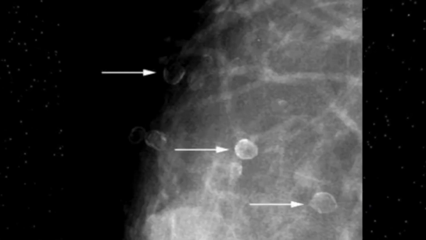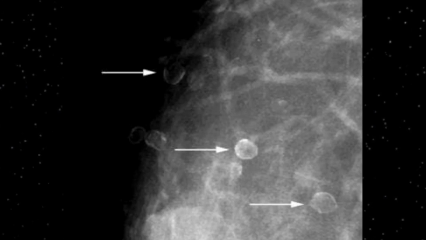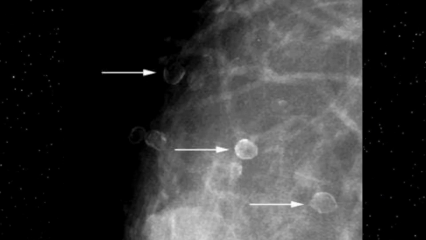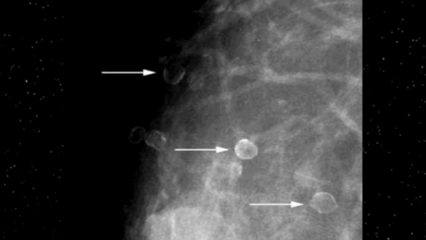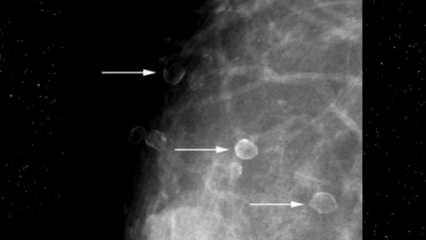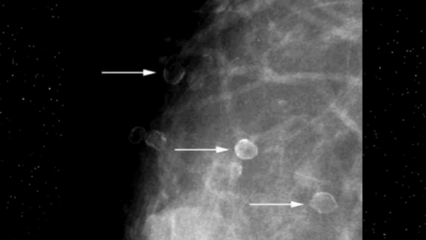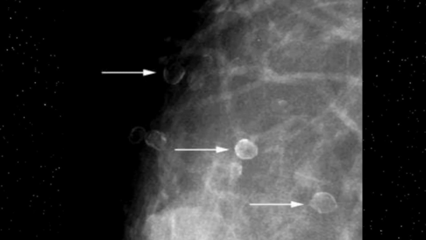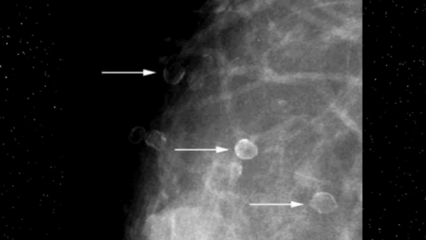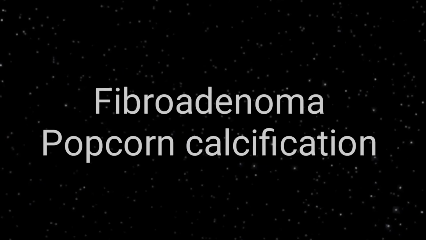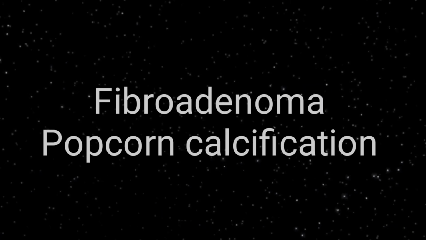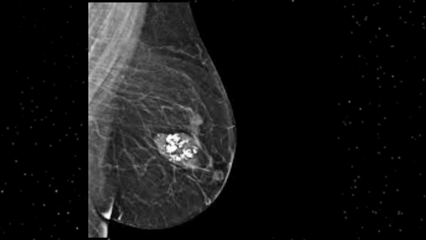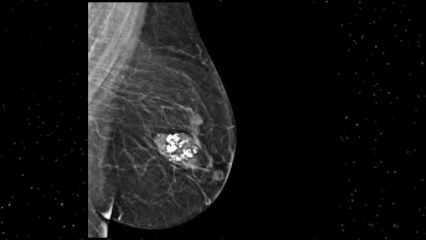Here is another view. Here you can see multiple eggshell calcifications indicated by the white arrow. These are fat necrosis and this is quite common. If you come across such calcification, you should not bother, you should just label it as a benign calcification, and it would be benign microcalcifications. Very beautiful presentation on the mediolateral oblique view.